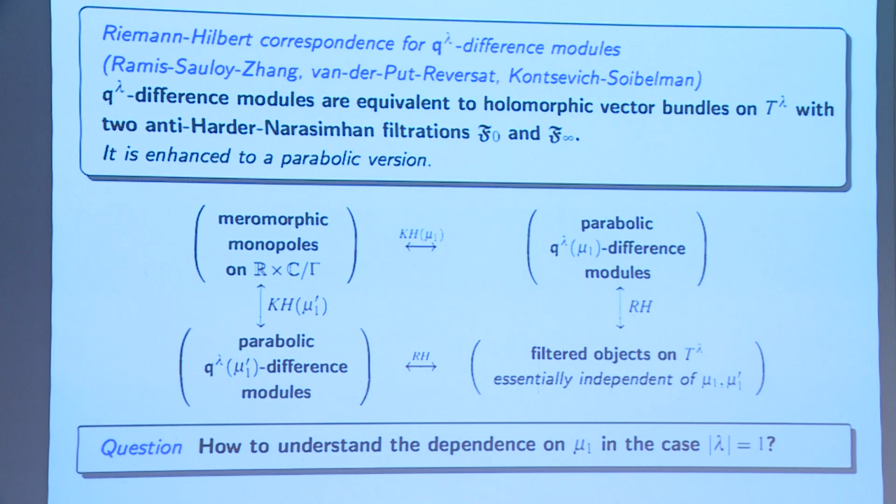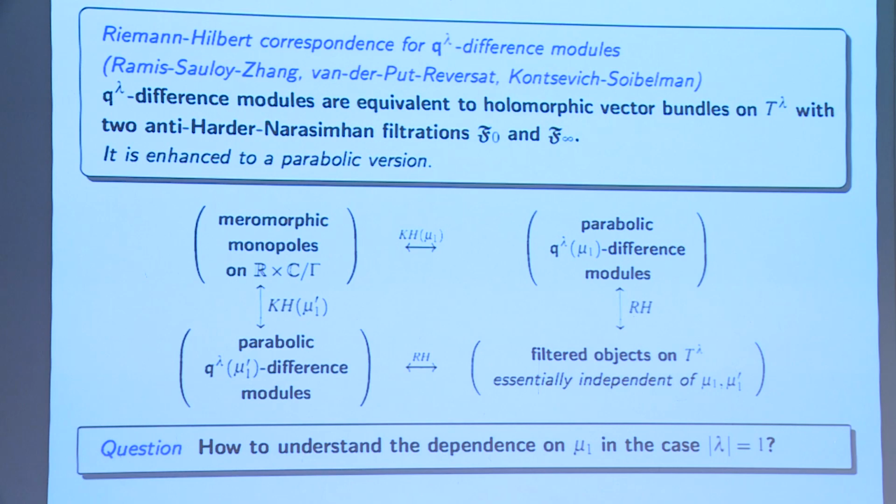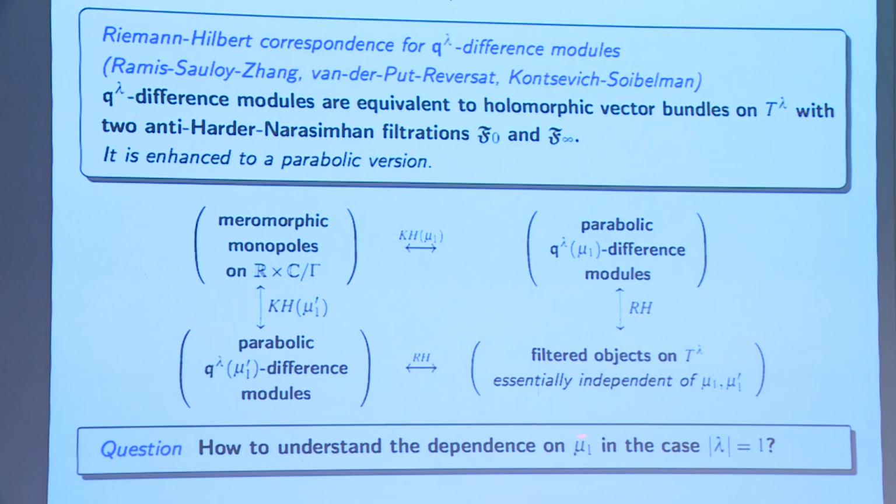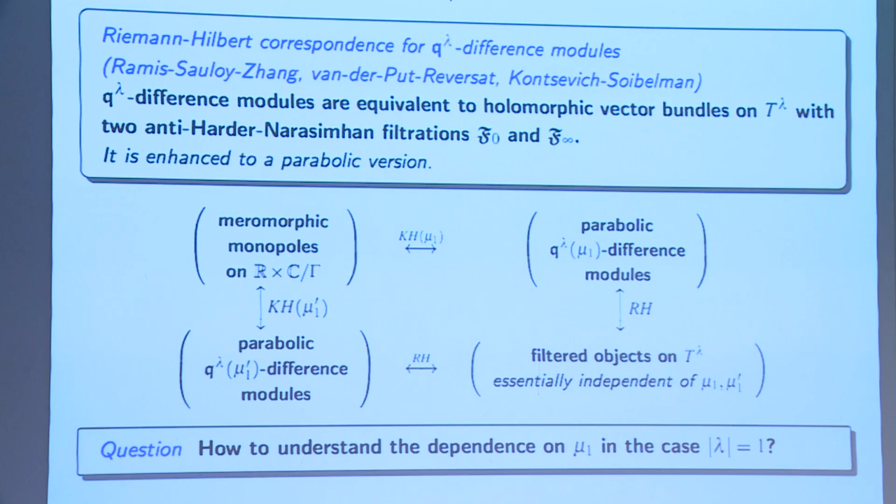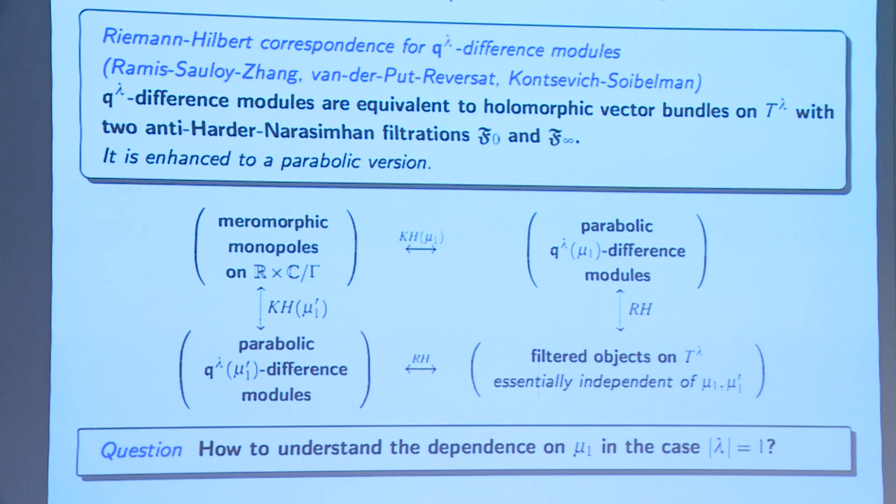So if the absolute value of lambda is not one, then we can understand the construction depends only on the positional parameter lambda. But if the absolute value of lambda equals one, it's not clear how to compare the constructions at this moment. Actually, we'd like to have such a comparison for a family of lambda. Even if the absolute value of lambda equals 1, for fixed lambda, the Riemann-Hilbert correspondence has already been studied, but it's better to have such a correspondence for a family of lambda, and it's not obvious to me how to discuss it.